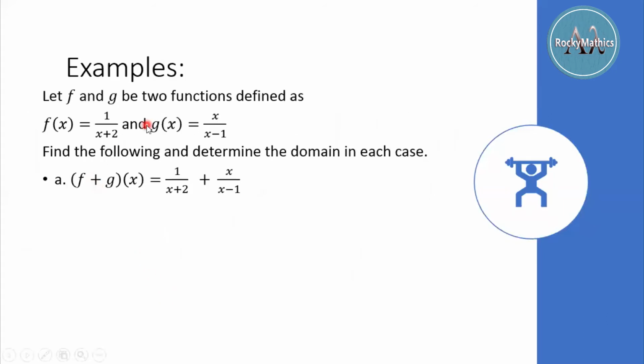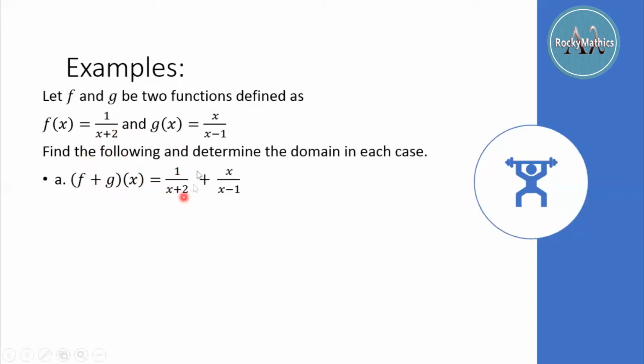Let f and g be two functions defined as f(x) equals 1 over x plus 2 and g(x) equals x over x minus 1. Now find the following and determine the domain in each case. So we have here an example for each case. The first case is the sum of the two functions. Since we are given these two functions, all we have to do is just use the formula. Now we are given the formula of (f plus g)(x). This is equal to f(x) plus g(x), right?